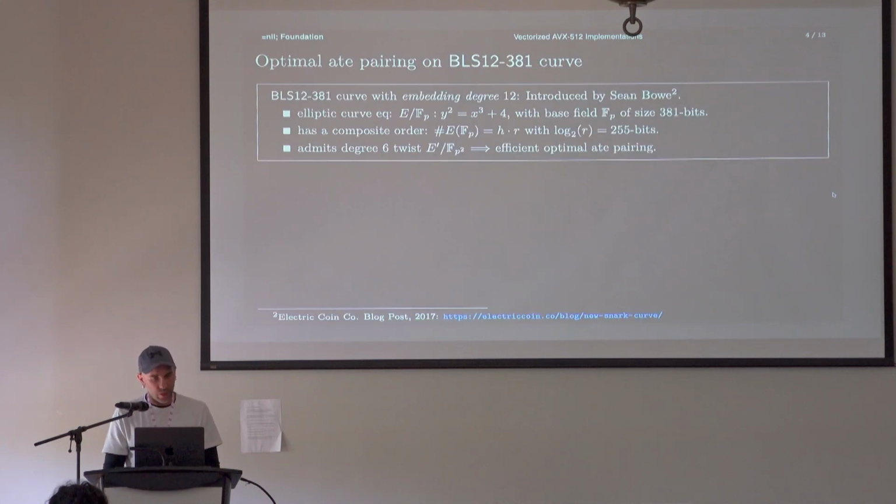Okay, so just a recap on how the optimal ate pairing works on the BLS12-381 curve. BLS12-381 is a pairing-friendly elliptic curve with embedding degree 12. It has an equation of the form y squared equals x cubed plus 4, and it is defined over a base field of size 381 bits. It has a composite order, and in particular, it has a prime factor of size 255 bits. And one important property is that it admits degree 6 twists. This is an important property because this is what can help us improve the performance of the optimal ate pairing.